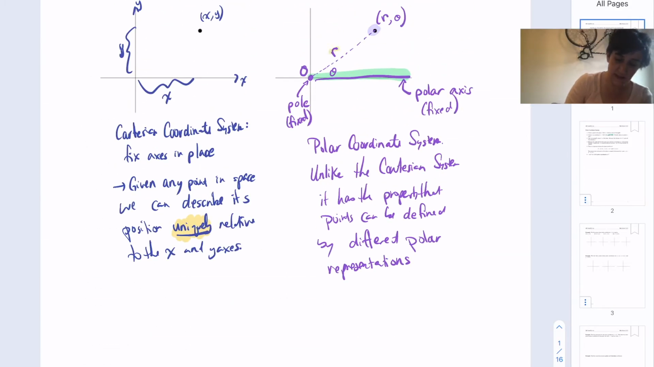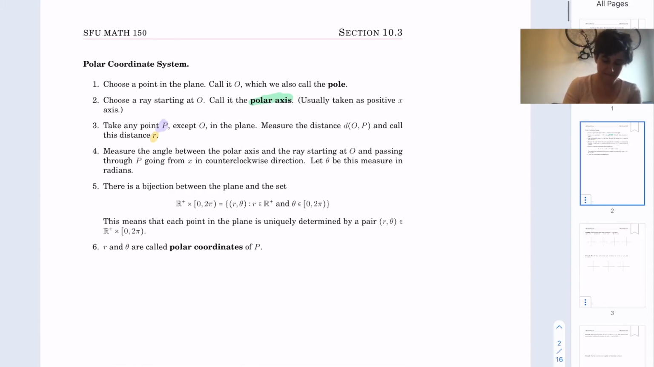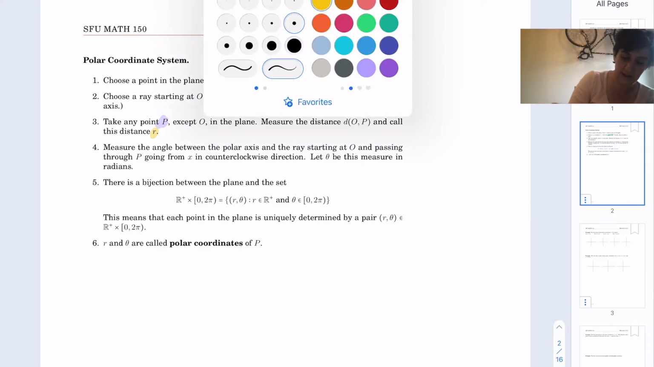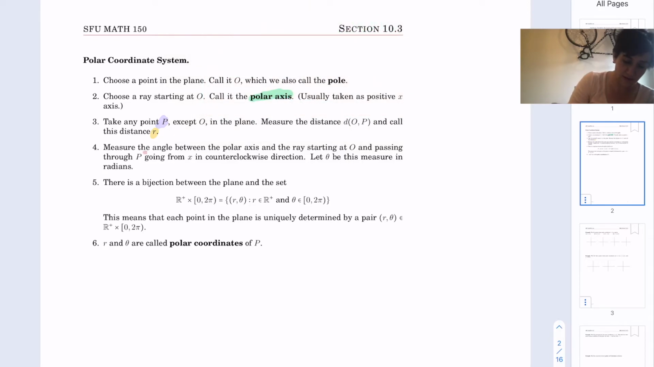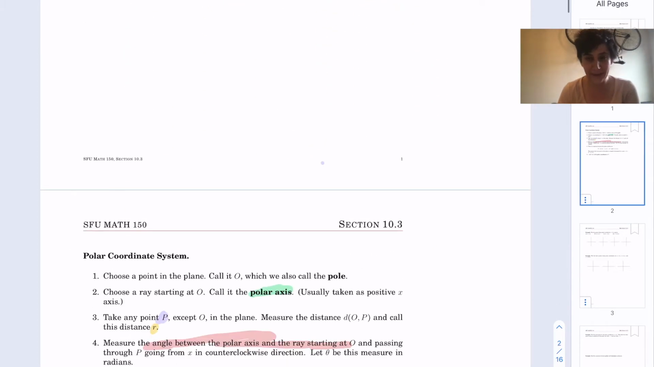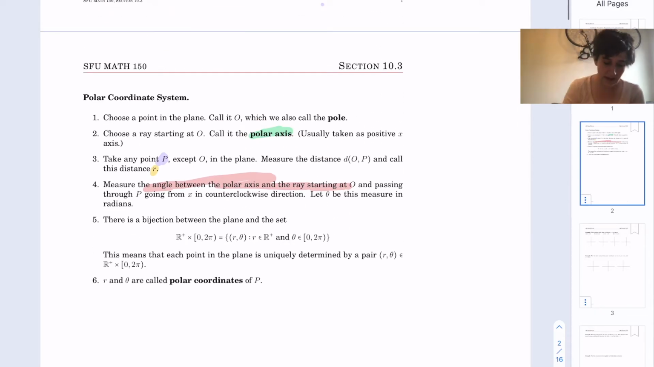So that is this distance R. Then you're measuring the angle between the polar axis and the ray. All right, so this angle here, that's our theta. Theta measures this in radians. And there's this thing about a bijection, but R and theta are called our polar coordinates.